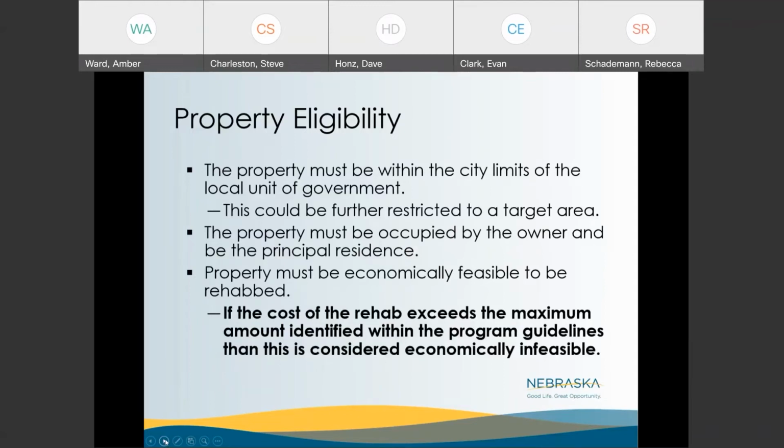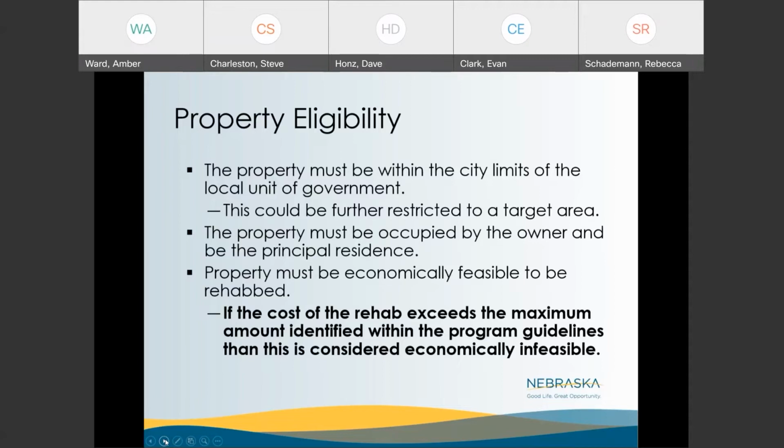The next thing, the property, that's a big item as well. So property should be within the city limits of the local unit of government. It could be further restricted to a specific area or target spot within the community. Property has to be occupied by the owner, and it has to be the principal residence. It can't be owned and rented out to someone. The individual that owns it must occupy that unit.